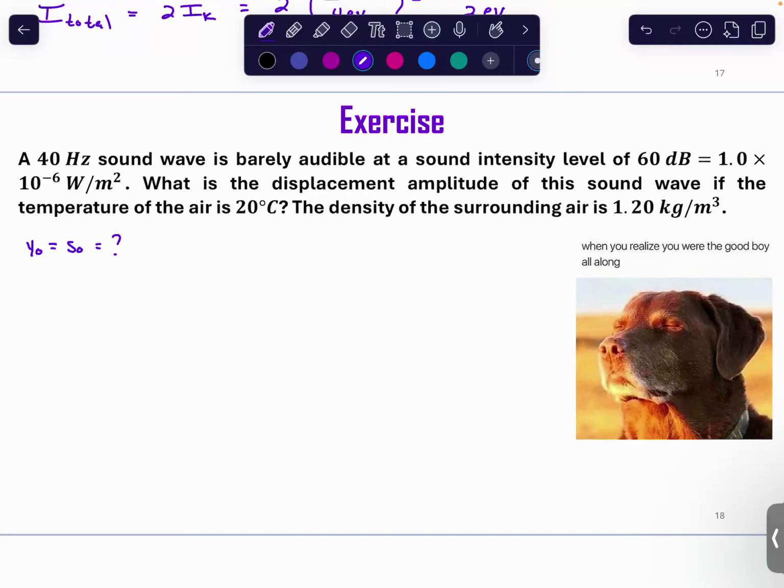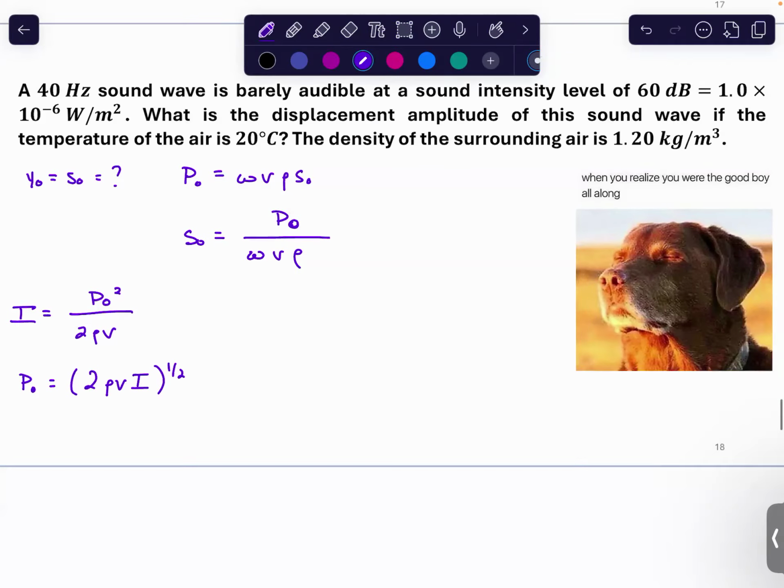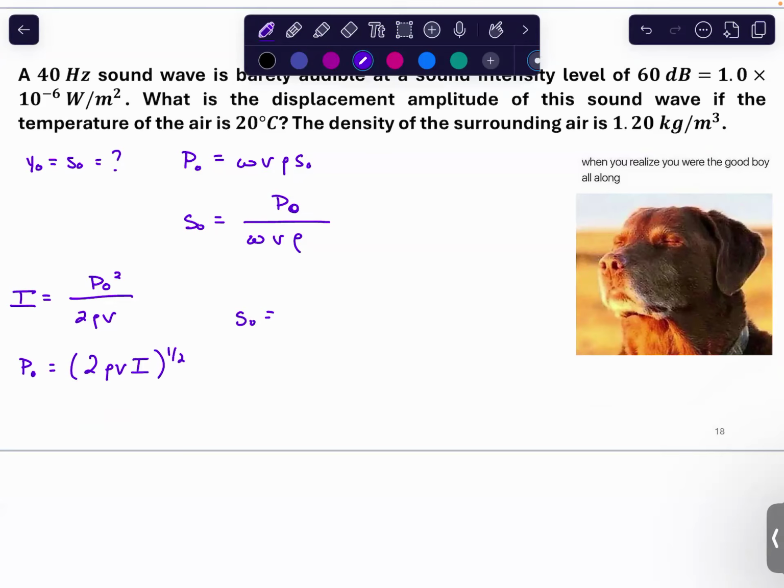Okay, so our textbook tells us that the pressure is omega V rho S0. We also know that intensity is E0 squared over 2 rho V. And if we solve this, that pressure that we don't know can become that. So that means our S0 becomes the square root of 2 rho V times the intensity, over omega V rho.